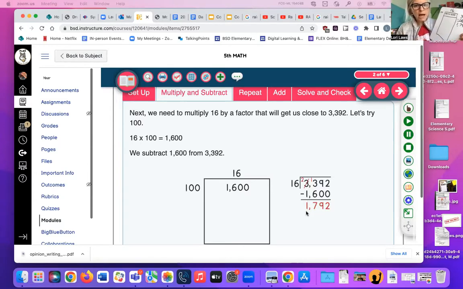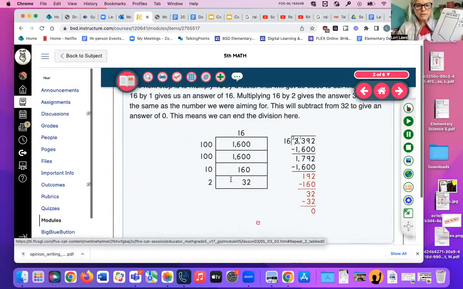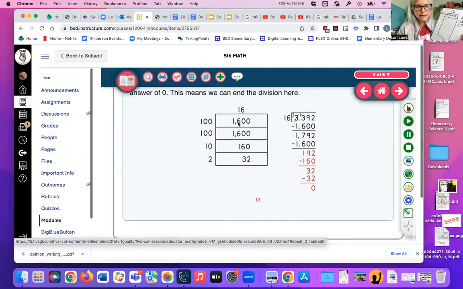Ooh, I can do it again. I can do the 100 again, can't I? And take out another 1,600. Let's do that. So I'm going to repeat. First, I did the 100 times 16, and I got 1,600. Now I'm going to do it again, 100 more times 16. So I'm going to write the 100 on the left. I'm going to write the 1,600 in the box, which is the 100 times 16. And I'm going to go over on the side, and I'm going to subtract 1,600 from 1,792. And that leaves 192, right?